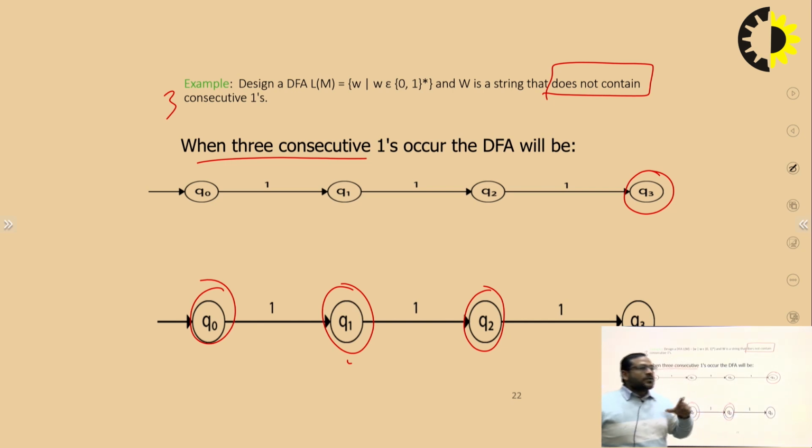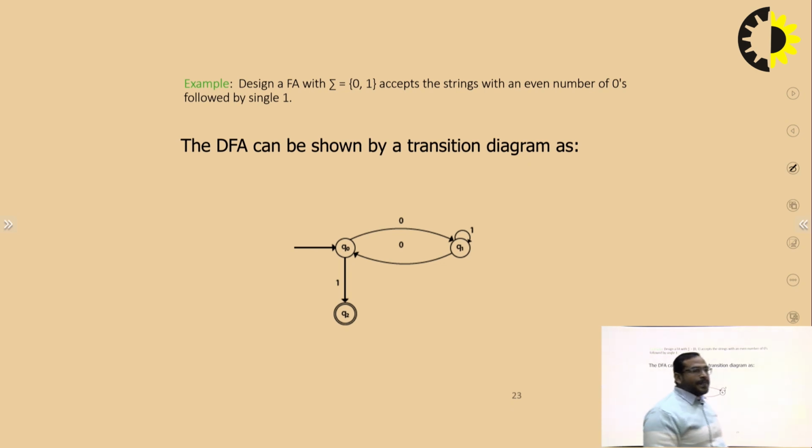Got my point? So whenever this kind of question occurs in an exam, whenever it says does not contain three consecutive ones, first of all you have to create the automaton for three consecutive ones. After that you just reverse the states: the final state becomes a non-final state, and the non-final states become final states. Got my point? One more example.